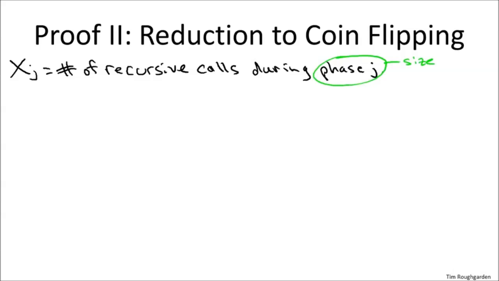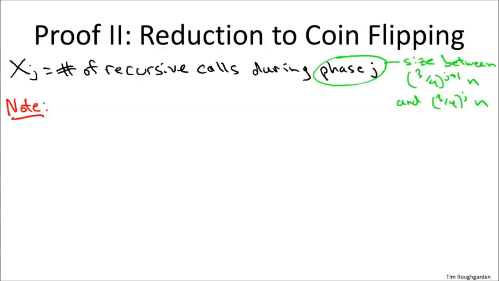So let's try to understand the average number of recursive calls we expect to see in a given phase. Just so we don't forget, xj is defined as the number of recursive calls during phase j, where a recursive call is in phase j if and only if the current subarray length lies between 3/4 raised to the j plus 1 times n, and the larger number of 3/4 raised to the j times n. So for example, phase 0 is just the recursive calls in which the array length is between 75% of the original elements and 100% of the original elements.